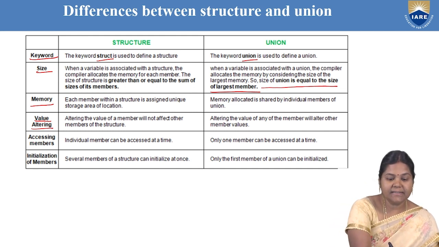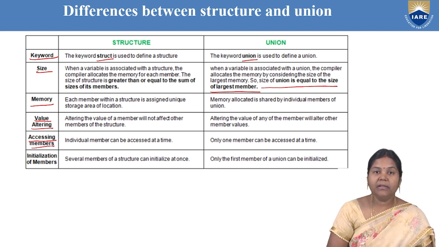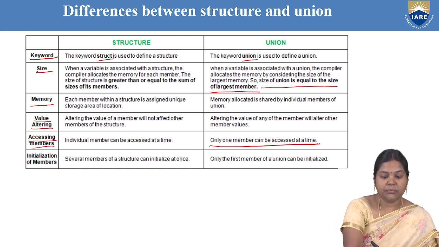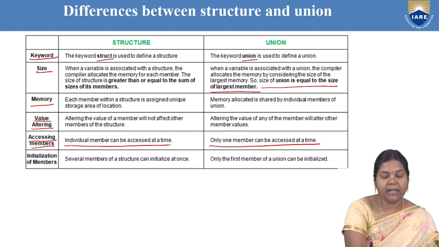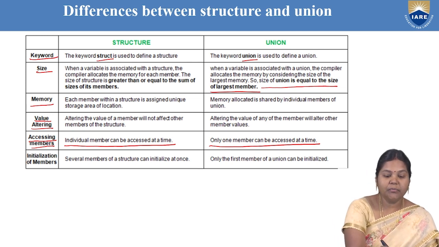Next is accessing the members. How will you access the members of a structure? Individual members can be accessed at a time, in the case of a structure. But in a union, only one member can be accessed at a time. That is another big difference. So here individual members can be accessed at any time, and here only one member can be accessed at a time.